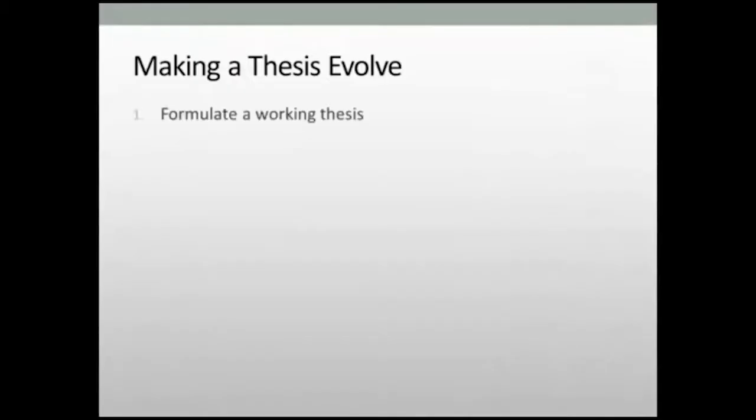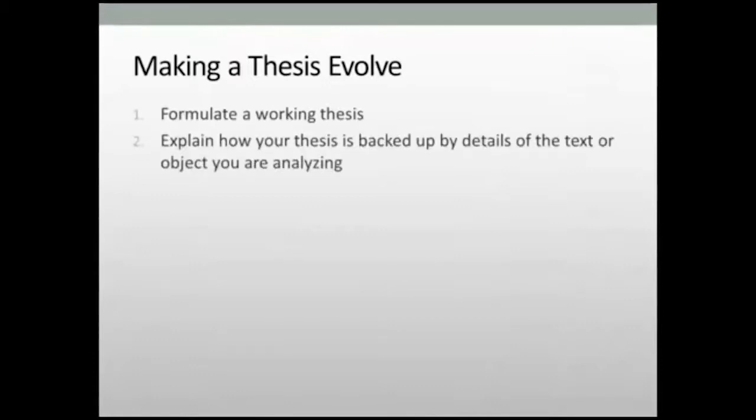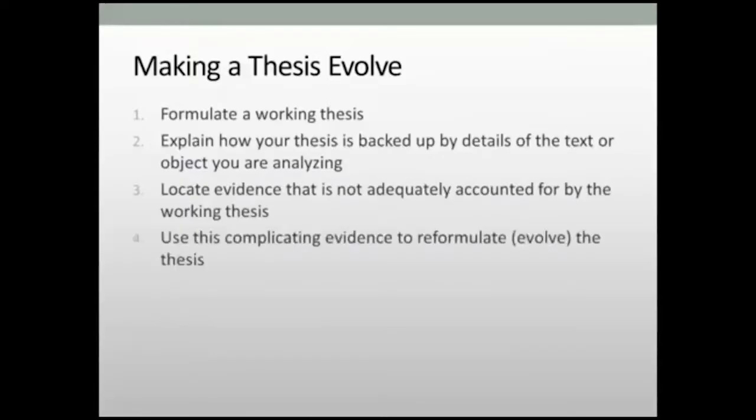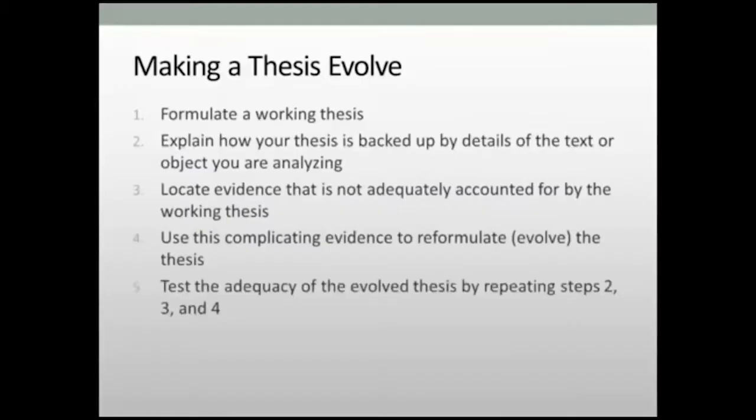They are: first, formulate a working thesis. Second, explain how your thesis is backed up by details of the text or the object you are analyzing. Third, locate evidence that is not adequately accounted for by the working thesis. Fourth, use this complicating evidence to reformulate, evolve, or extend the thesis. And fifth, test the adequacy of the evolved thesis by repeating steps 2, 3, and 4.